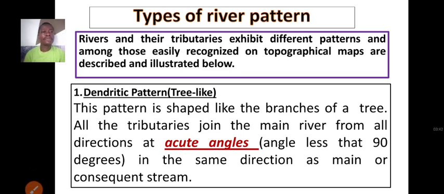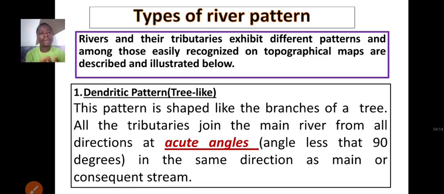Now, for the types of drainage patterns or river patterns, rivers and their tributaries exhibit different patterns. They are not the same. All the patterns of rivers on the topographical map do not take the same pattern. Among those easily recognized, we have a lot of them, and we are going to discuss them with diagrams in this lesson.